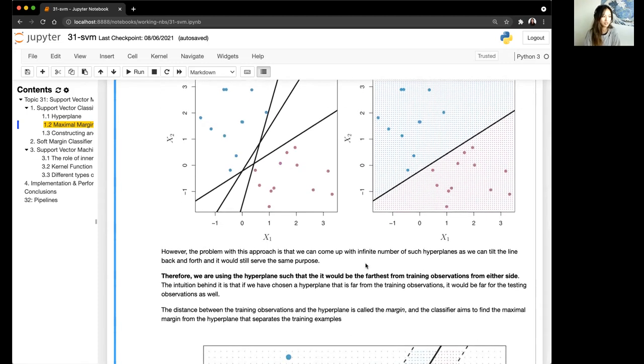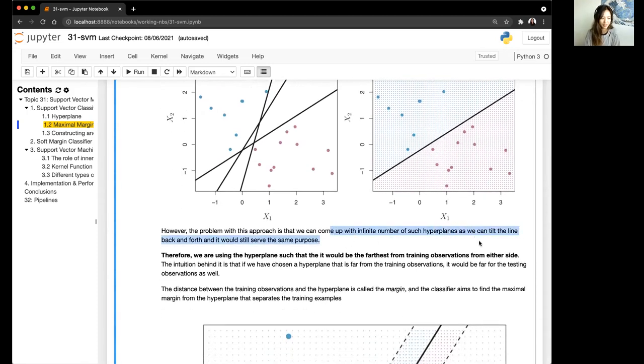So problem with this approach, we can come up with an infinite number of hyperplanes, as we can tilt the line back and forth and it will still serve the same purpose. So we're going to use the hyperplane such that it would be the farthest from the training observations on either side. So the intuition here is if we chose a hyperplane that is far away from training observations, it will be far for the testing observations as well.